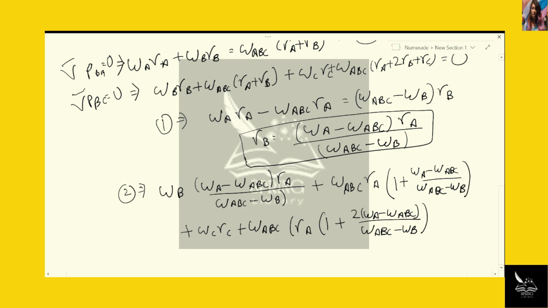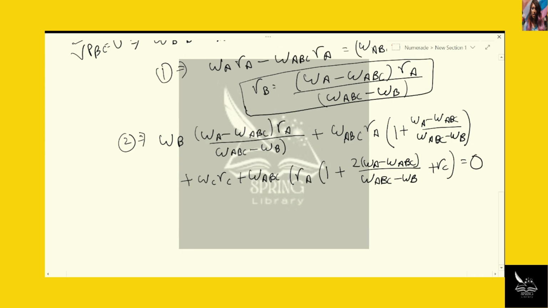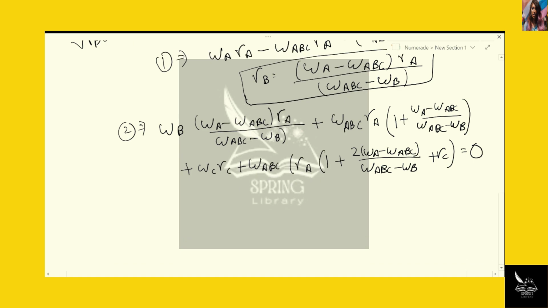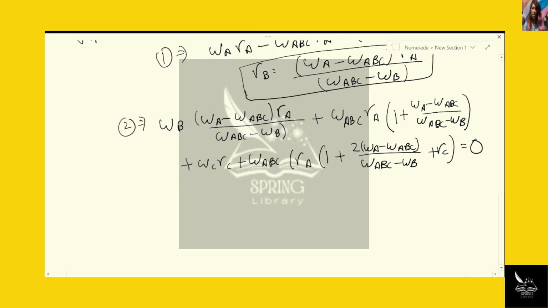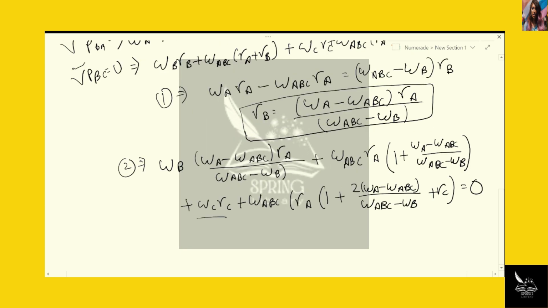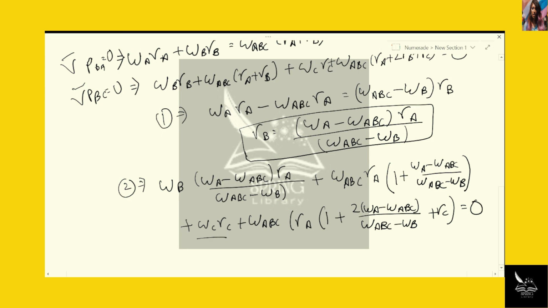So this is RA plus 2RB and then plus RC equals 0. So let us simplify that, and then we can get an expression for omega C in terms of omega A, omega B, and without any RB in it. So where do we have omega C here? Let's see, we'll separate only those terms. So we have omega C here. That's the only thing we have. So we should take everything to the right.